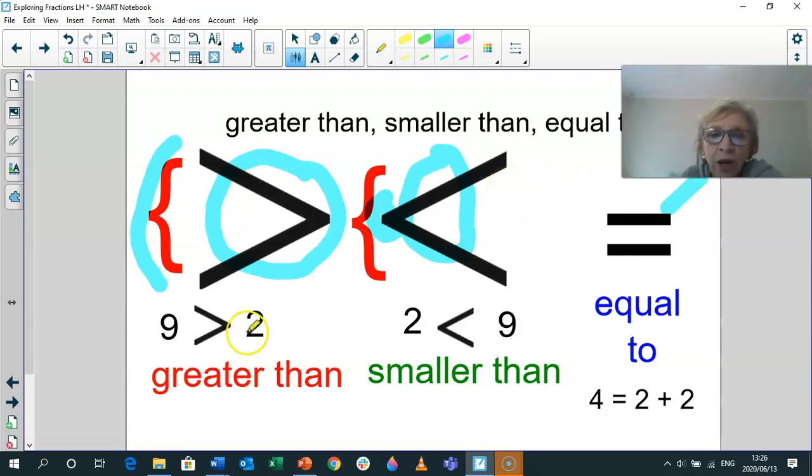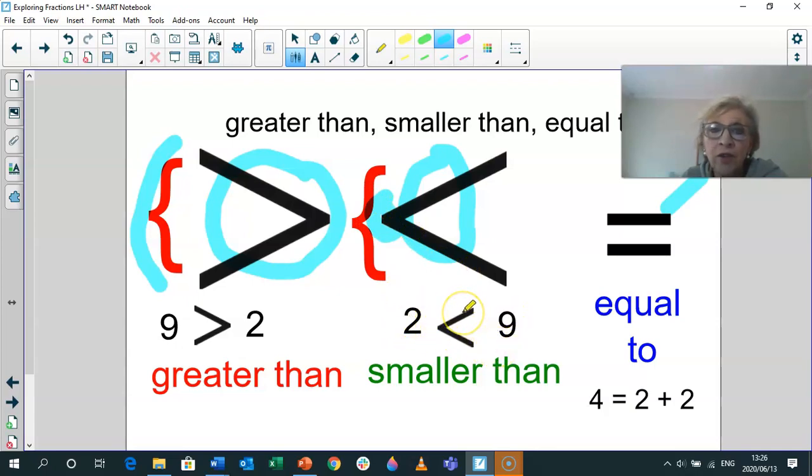So let me show you how we use the sum. Here we have a number. We know that 9, grade 3s, is bigger than 2. So when I write it, if I want to show that statement to be true, I write 9 and I use my bigger than sign there to show that 9 is larger than 2. And over here, if I want to compare 2 and 9 again, I have to say 2 is smaller than 9.